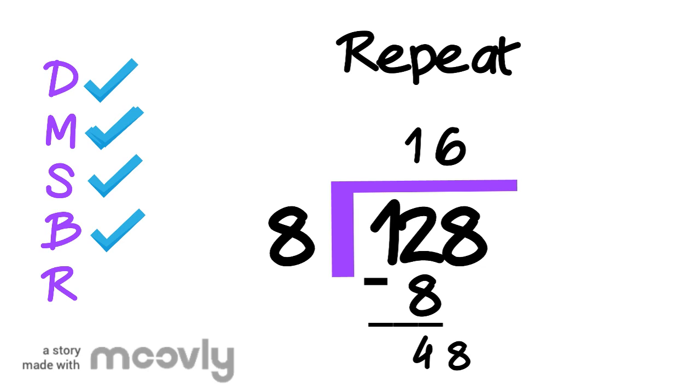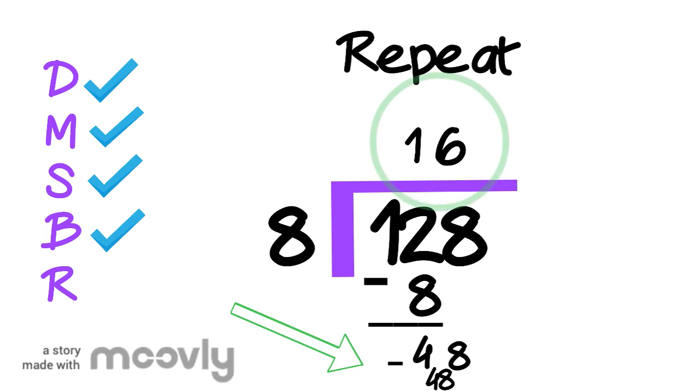So now that we're on to step M and repeating step M, we will take 6 and multiply it by 8, and we get 48. We place our 48 below our current 48, so we are ready for subtraction. When we subtract, we get 0, and there are no other numbers to bring it on down, so we are complete, and our answer is 16.